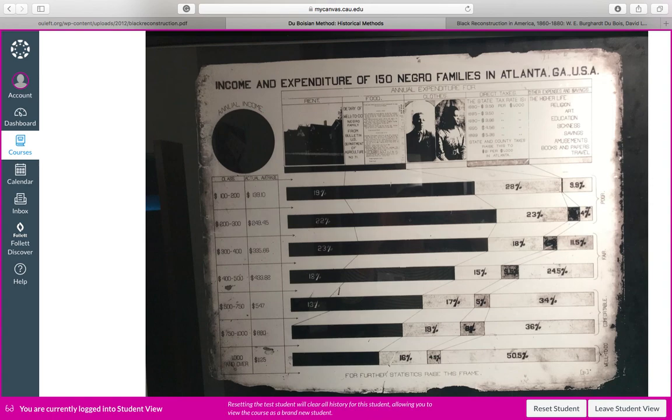So here we have percentages, right? And he's going to break it down for us here in terms of amount of money and then the actual averages and income. And he's looking at how do 150 Negro Black families in Atlanta, how do they spend their money? And what do they spend their money on? So we have all of this rich evidence and data to extrapolate.